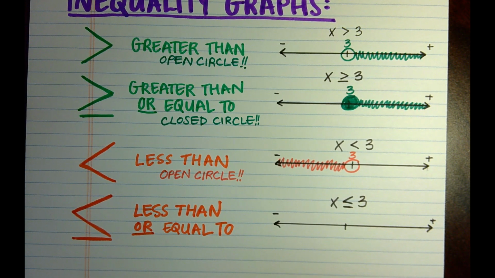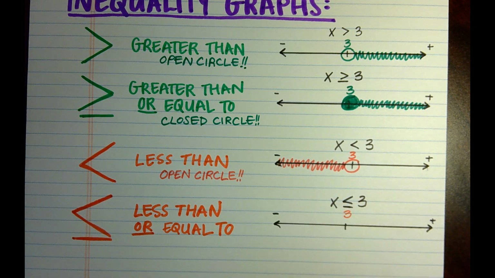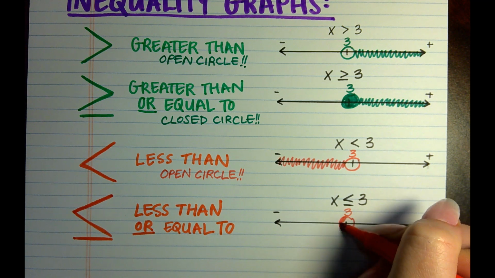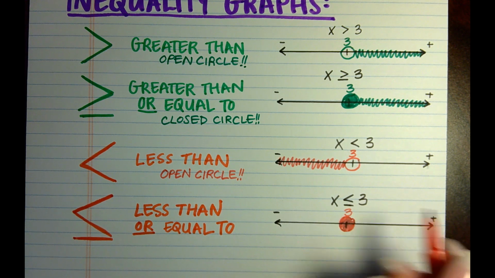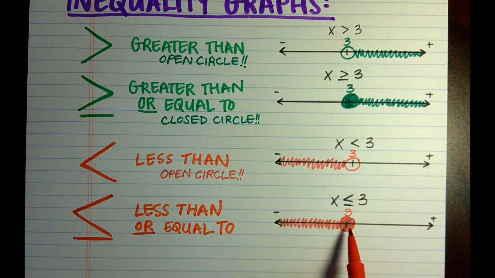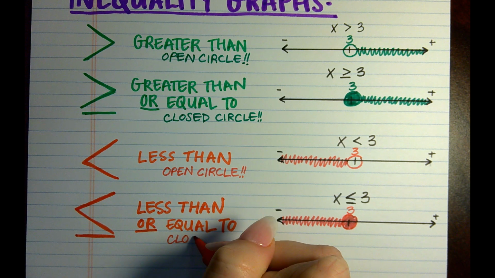How will this last graph look? Put the 3 on the tick mark. Circle it. Fill the circle in. Good. Shade to the left. The only thing that you have to remember different is that closed versus open circle.